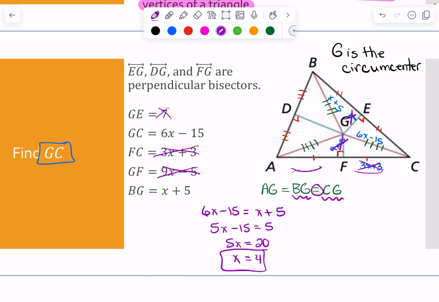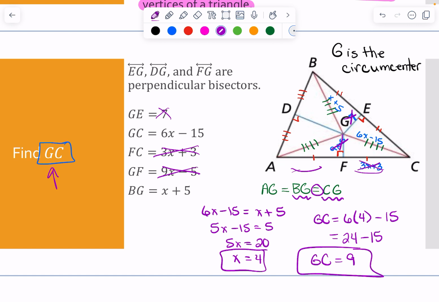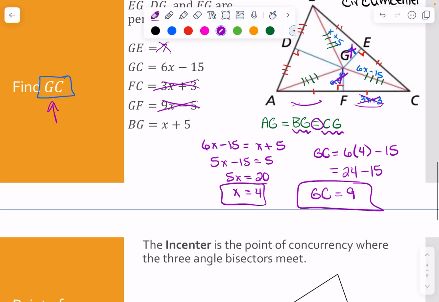Now my last piece, though, is I want to find GC. So I go over here, I find GC. GC is actually equal to 6 times x minus 15. So 6 times 4 is 24 minus the 15. So that tells me that GC is equal to 9. So that's how we use the circumcenter to find some measurements inside of a triangle.